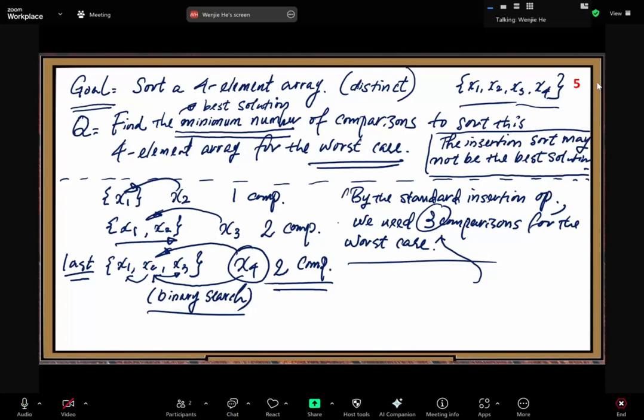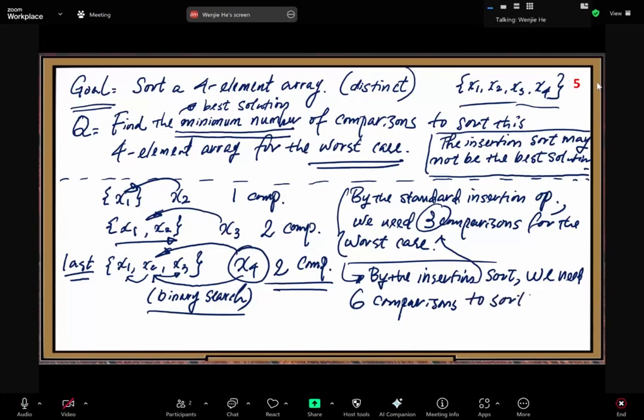So here we can continue from this way. By the insertion sort, we need 6 comparisons to sort a 4-element array. We know that for the worst case, right?